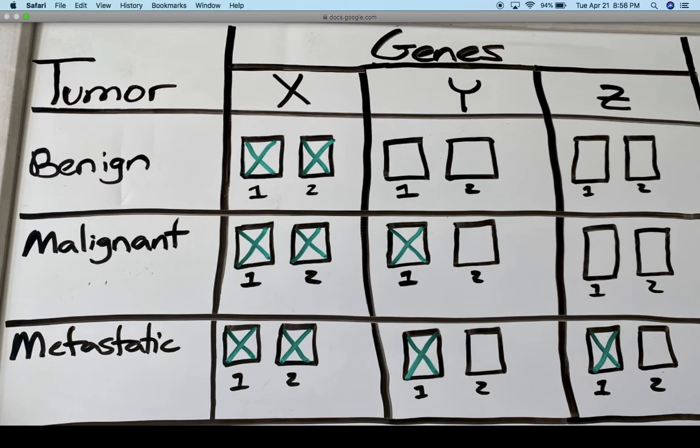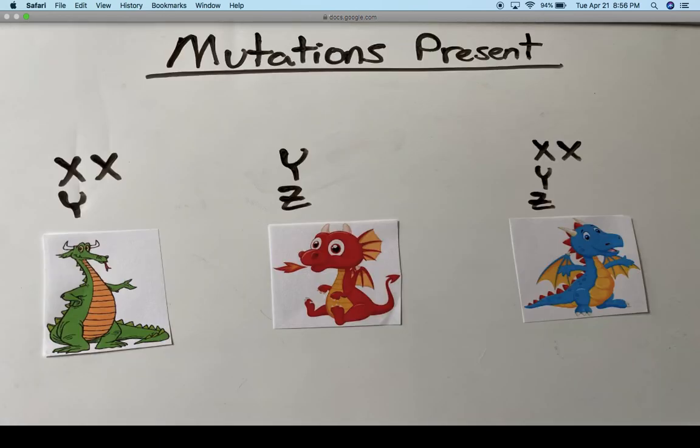Here's a chart laid out with all of the gene mutation descriptions I just listed out. The X's in certain boxes represent the mutations needed for that specific tumor to be present. A set of boxes represents two alleles for that particular gene. Let's see some examples of gene mutations in 3 dragons.